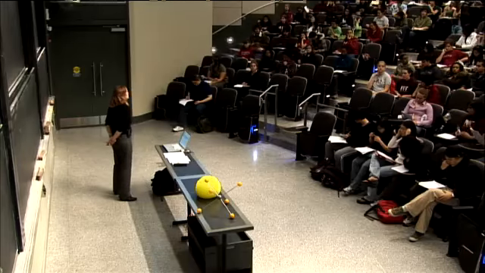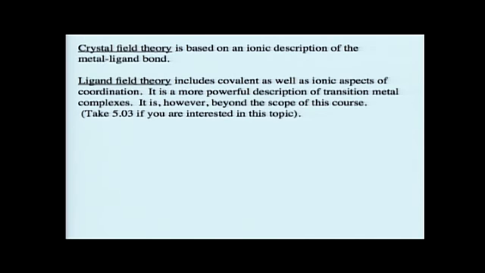Between these two theories that are used to explain how the d orbitals are being affected, crystal field theory is based on an ionic description. So it considers the ligands as negative point charges. It's a very simplified model, whereas ligand field theory considers covalent as well as ionic aspects of coordination. It's more powerful, it's more useful, but it's also a bit more complex.